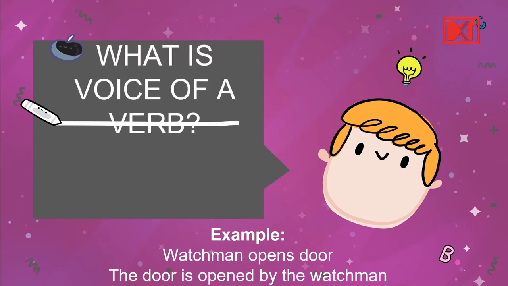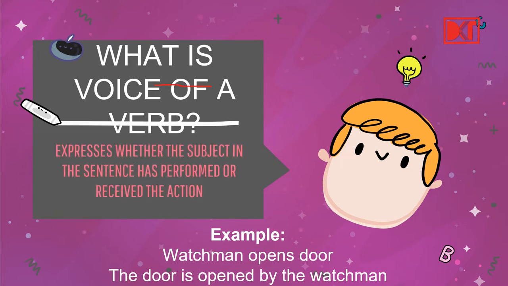Okay, so what is voice of a verb? Now the first question is, what is voice of a verb? The voice expresses whether the subject in the sentence has performed or received the action. Now this might sound a little confusing to you. Let me repeat and let me explain it to you.